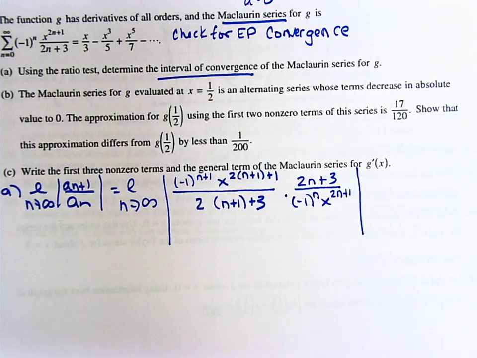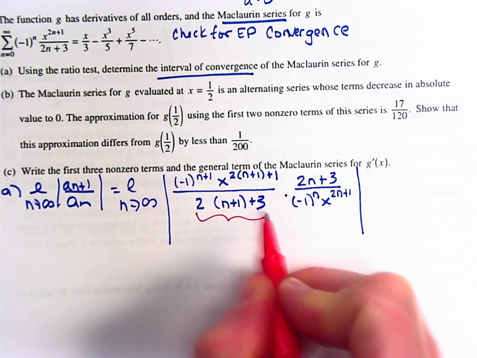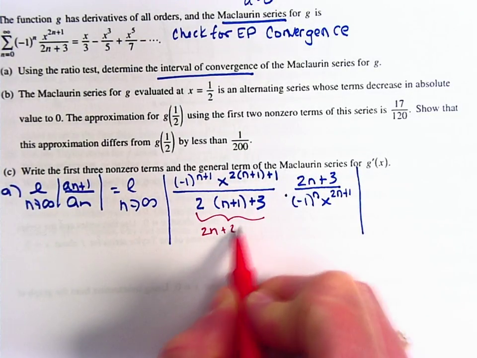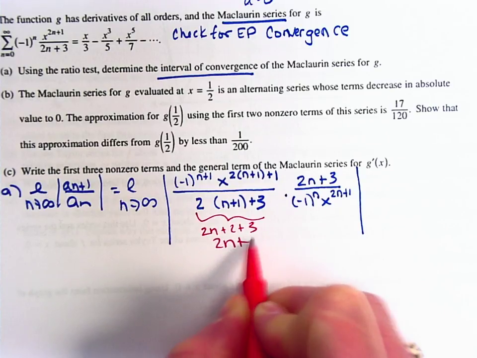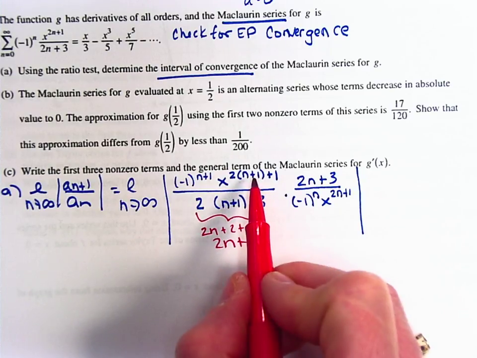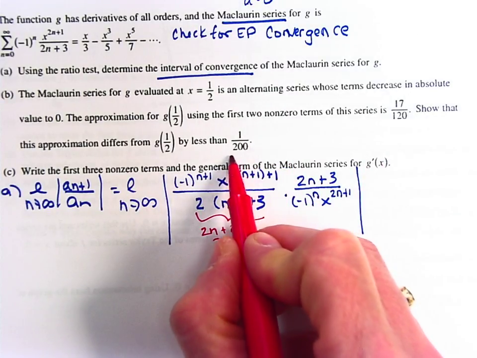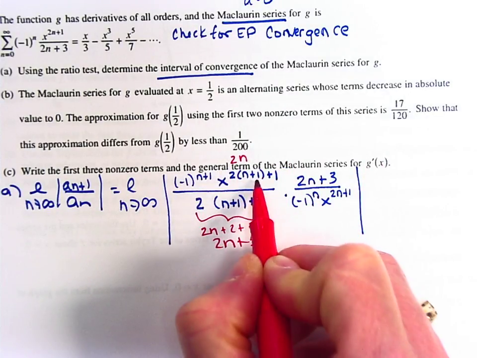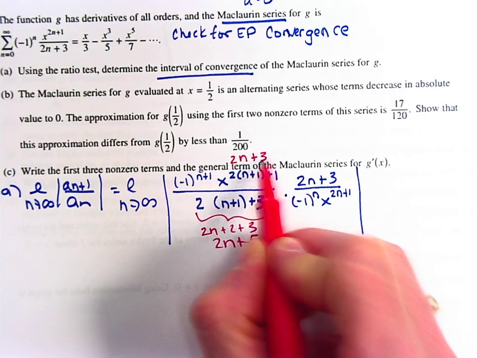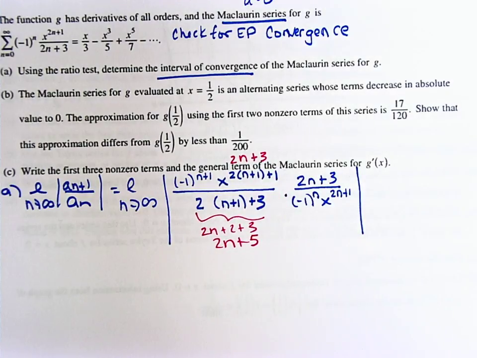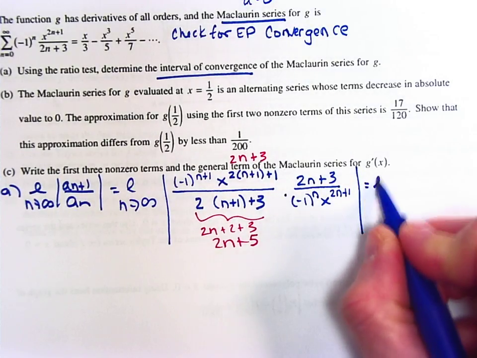Okay, so doing some, this is 2n plus 2 plus 3, which is 2n plus 5. And in the top, that exponent becomes 2n plus 2 plus 1. That becomes 2n plus 3. So that's going to help us when we go to the next step and we simplify.